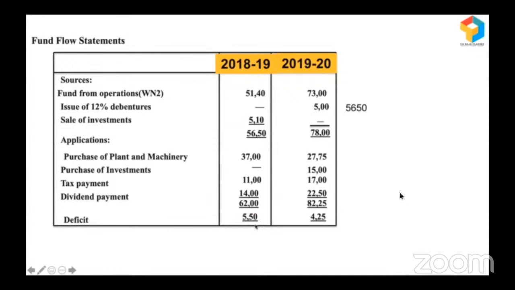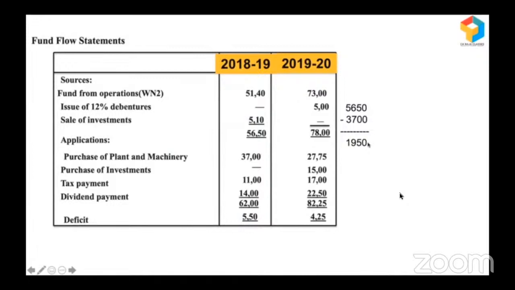Let's analyze this. So what is the total source? It is this 5,650. When they had 5,650, what did they do? They purchased plant and machinery. Okay, all right. Since they had so much of funds, 3,700 is okay, because even after paying all this, they'll have a surplus of 1,950.